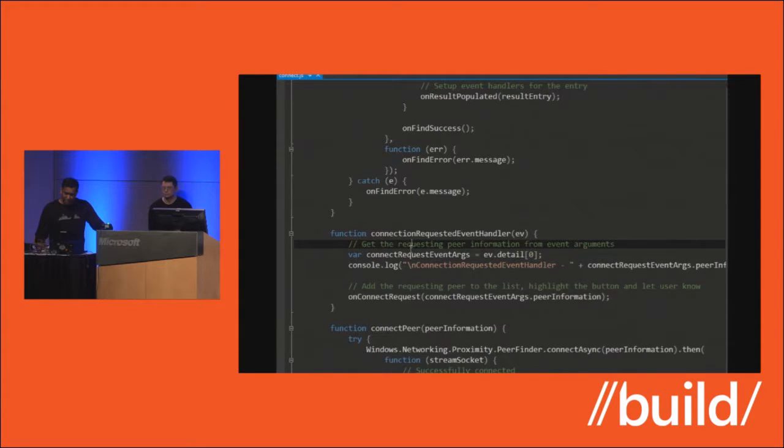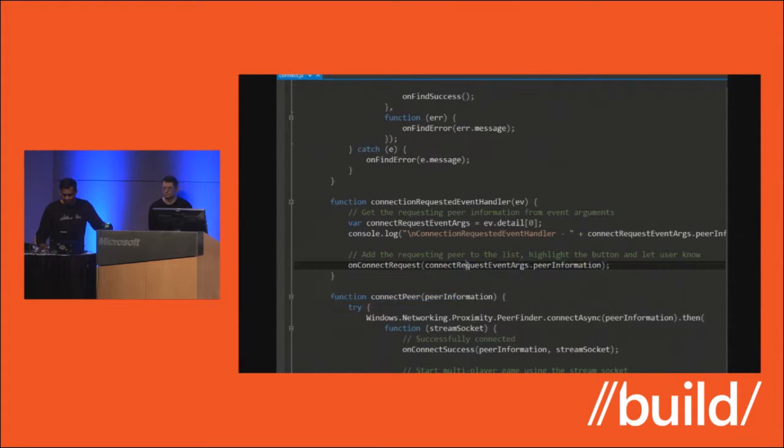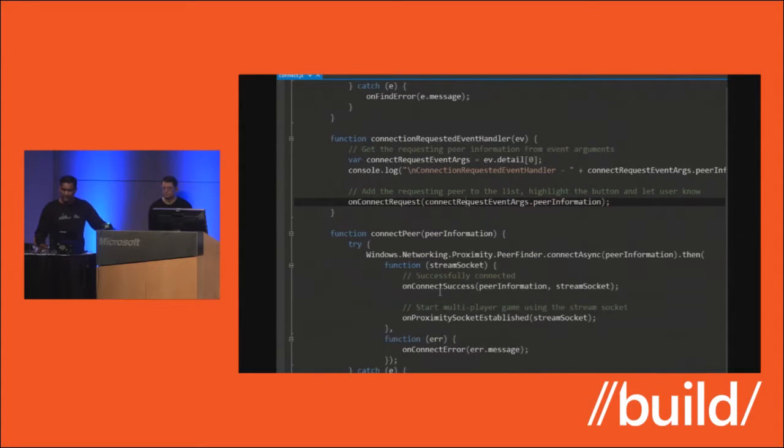When there is an incoming connection request, the connection requested event handler does something similar. It grabs the peer information object from the event arguments and then highlights the entry in the UI. And then either way, the user selects the peer either to initiate a connection or accept a connection. Both those code paths call into connect peer, and connect peer calls the asynchronous API ConnectAsync that takes the peer information object, and it completes with a stream socket. At this point, the game can start. And that's it. It's a very simple API to use this very cool technology.